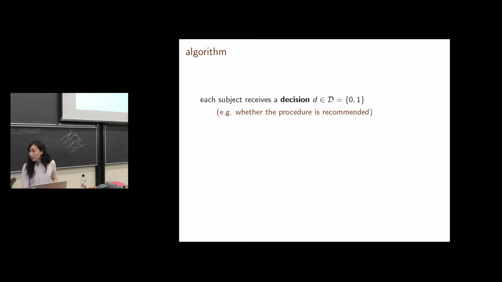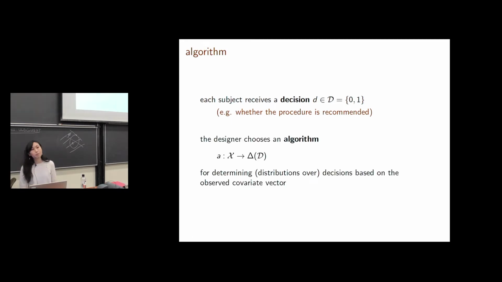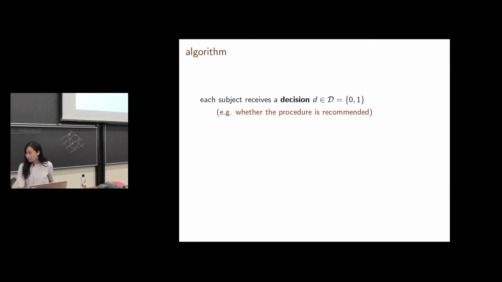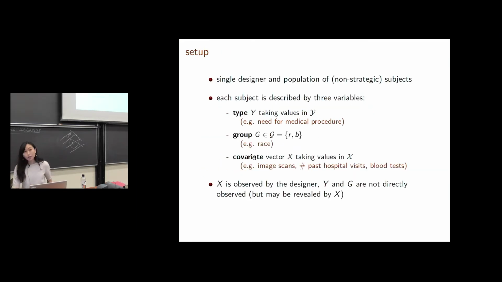Now each subject is going to receive a decision, which is either 0 or 1. You can think about that as whether the procedure is in fact recommended. And that decision is determined by an algorithm that the designer chooses. So an algorithm formally is going to be any map from the set of possible values of the covariate vector into a distribution over the set {0, 1}. So think about this as the algorithm gets as input this covariate vector, so your entire medical profile. It outputs a probability with which you are in fact recommended the procedure.